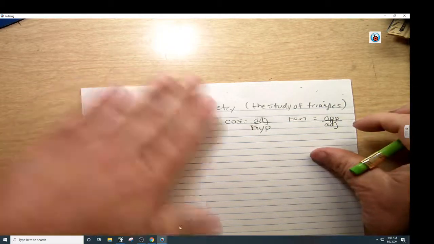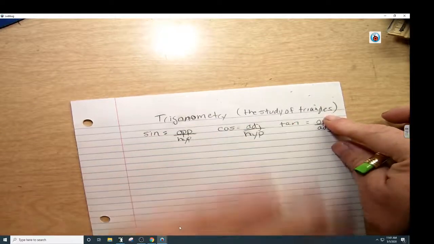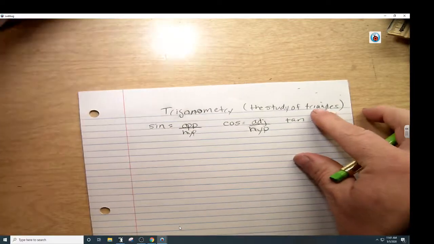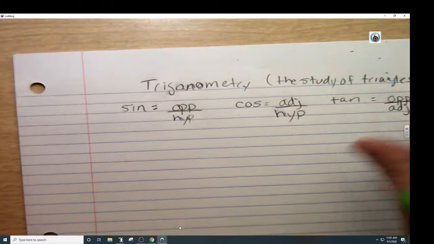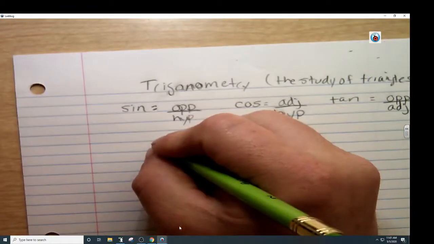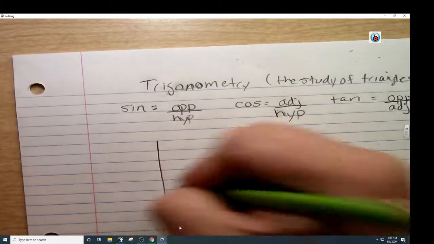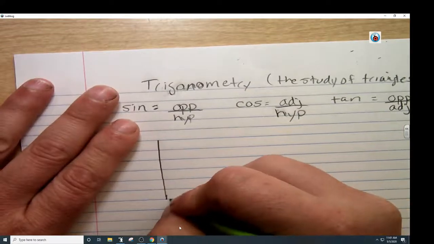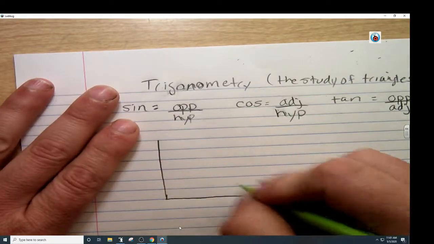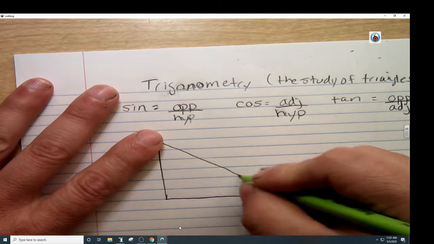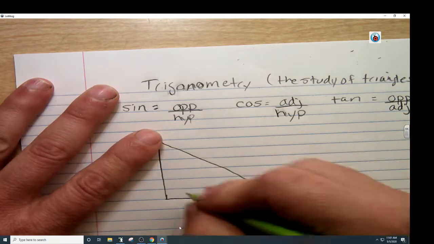All right, now a couple things you need to know. It's got to be a right triangle. It has to be a right triangle. Right triangle means that you've got a 90-degree angle in here. You've got a right angle in here.